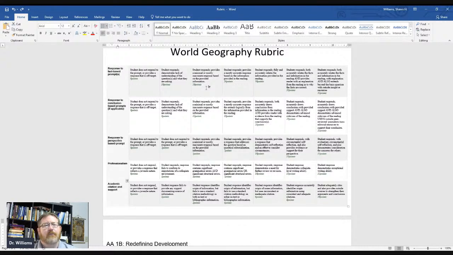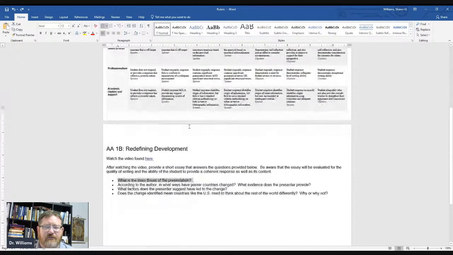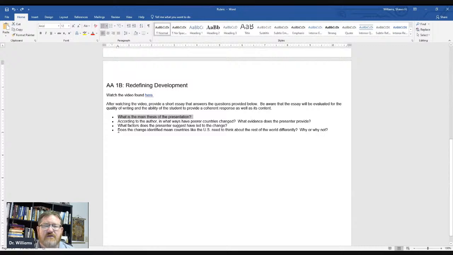But what most of the prompts will also do, and in fact, what the point of most of the prompts is, is that it's going to ask you to draw some conclusions based upon the article or based upon the video, and then provide some kind of a response from your own perspective. So in this case, does the change identified mean countries like the US need to think about the rest of the world differently? Why or why not?